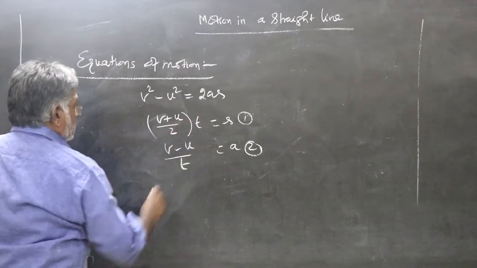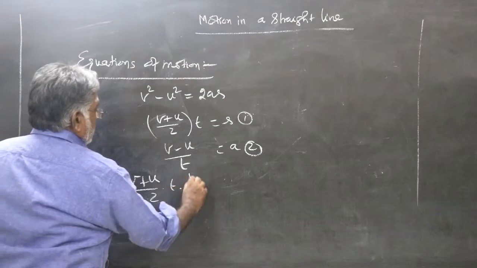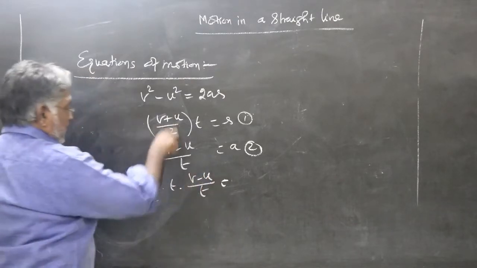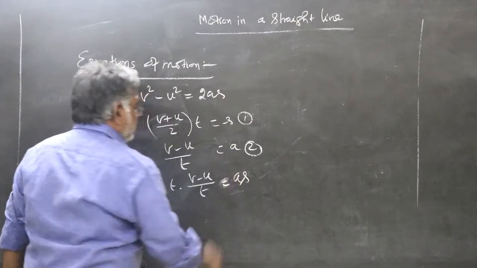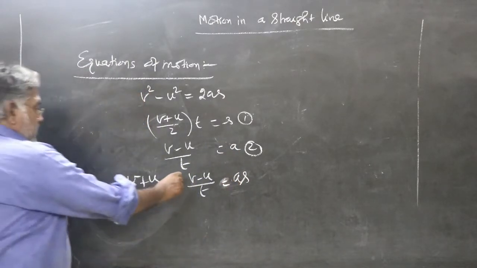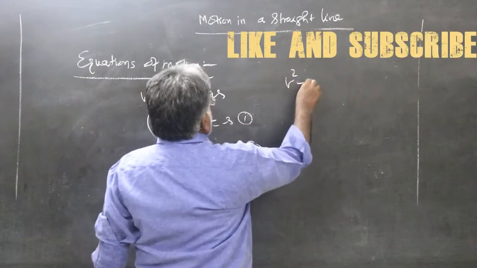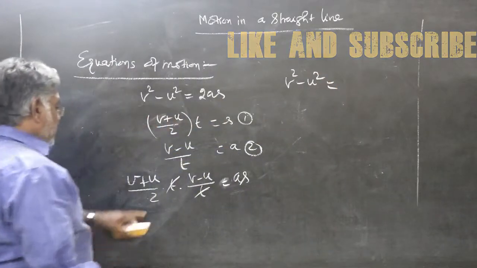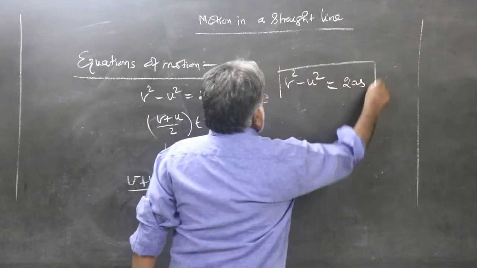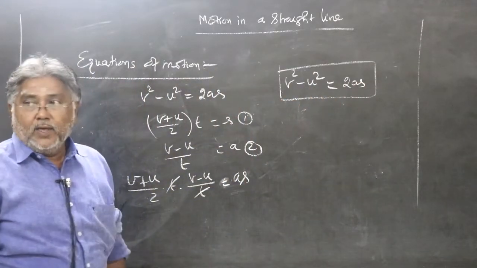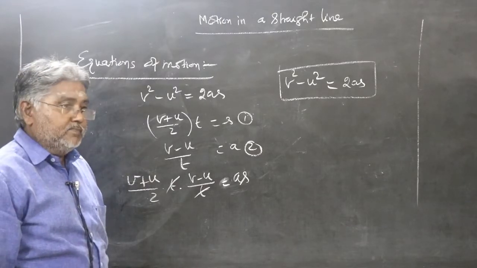Multiply these two equations: V plus U by 2 into t, into V minus U by t. Multiply the left hand sides, multiply the right hand sides. T and t cancel. V plus U into V minus U, which is V square minus U square. There is a 2 here, take it to the right side, 2AS. Hence the derivation, V square minus U square is equal to 2AS. Understood it? Thank you.